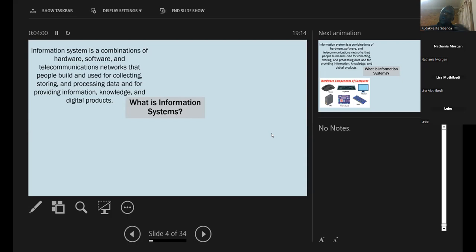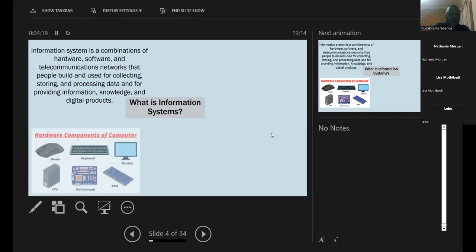Because remember, when they are collecting information, they must have a gadget to do that. When they are to store information, they must have a system or a gadget to do that. To process that information, it needs also a system. So that's where the information system comes in, to make the management of information possible.